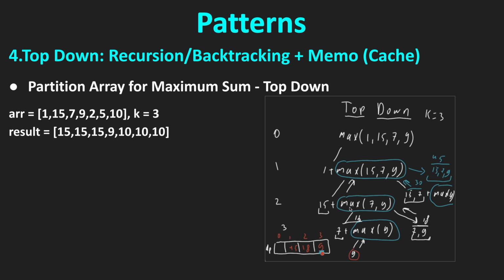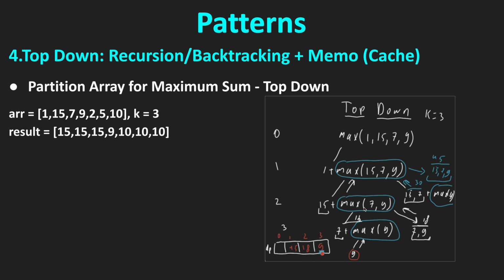Now we have solved for the maximum of 9, and now we are solving for the max of 7 and 9. 7 plus 9 gives us 16. That's one case. Another case is taking these elements separately, 2, 7, and 9, and whatever the maximum is here. The maximum here is 18, so we are choosing between 16 and 18, whichever is the maximum. The maximum is 18, so the value stored at that index is 18.